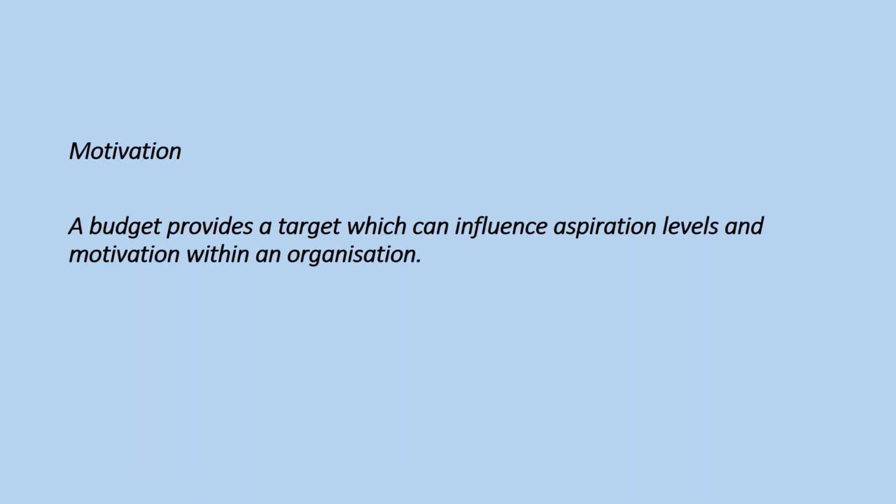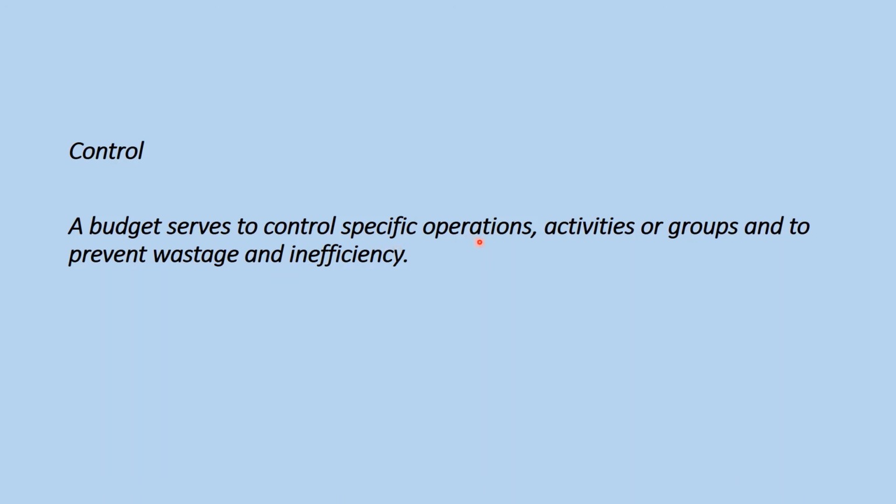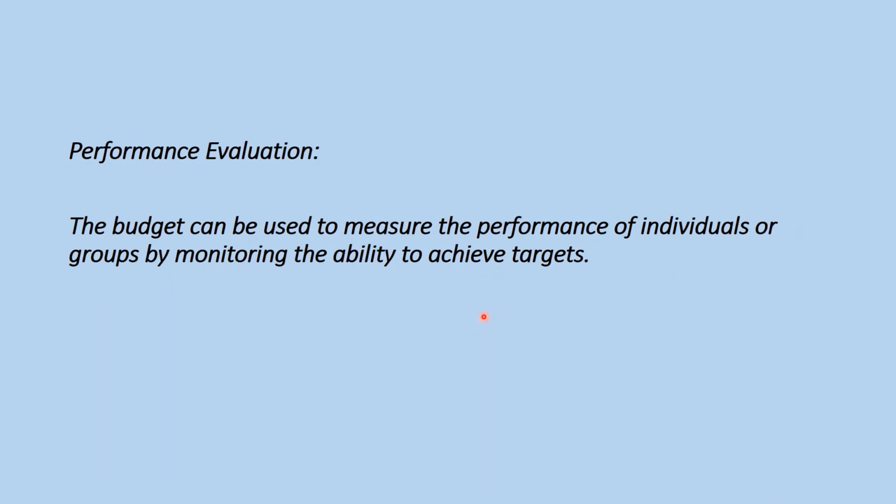A budget could be used for motivation. A budget provides a target which can influence aspiration levels and motivation within an organization. Okay, that is more or less self-explanatory. A budget serves to control specific operations, activities, or groups and to prevent wastage and inefficiency. Next, we'll have performance evaluation. The budget can be used to measure the performance of individuals or groups by monitoring the ability to achieve targets.